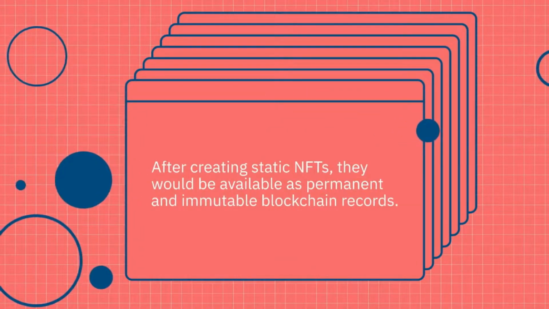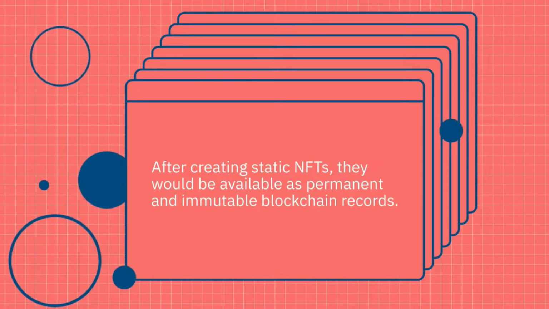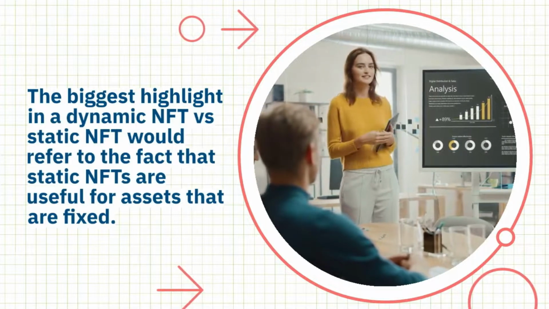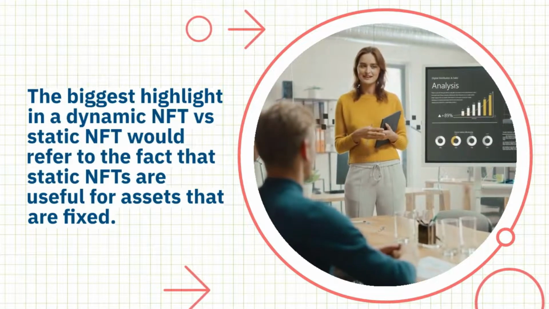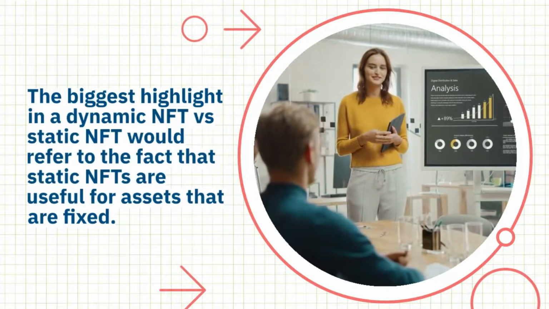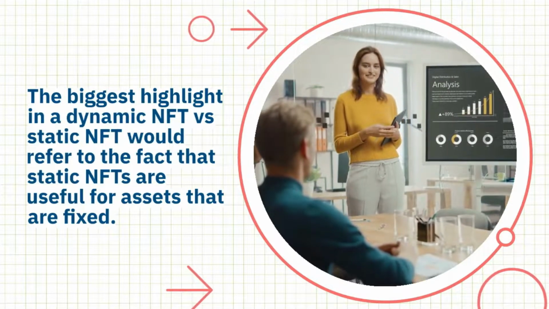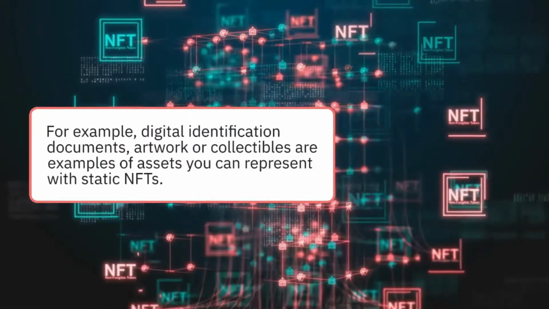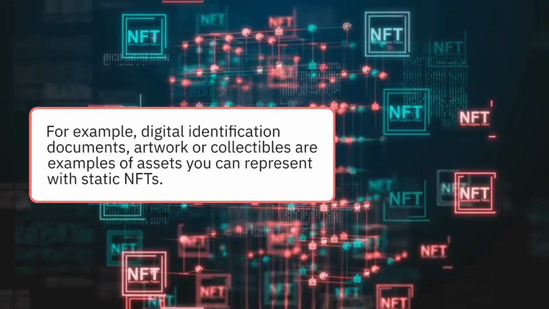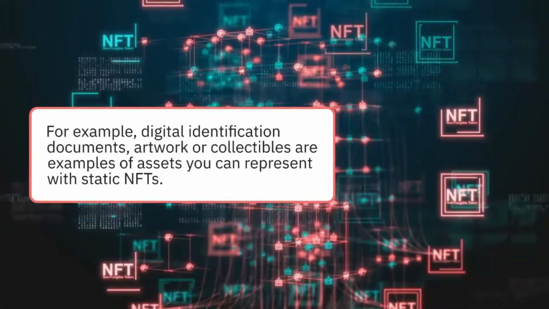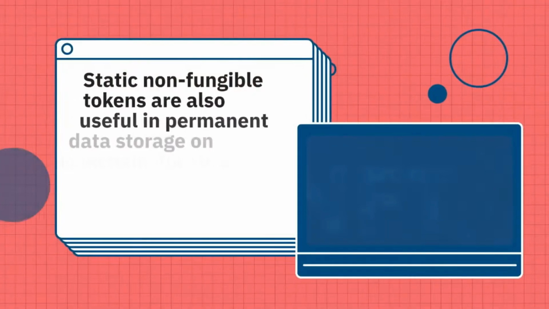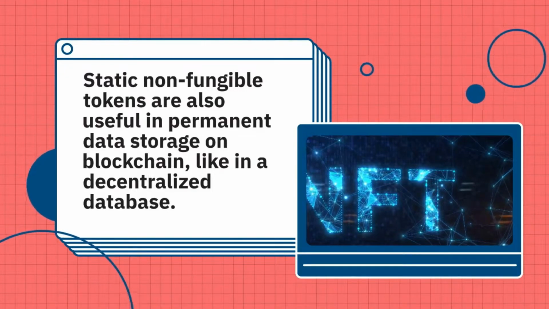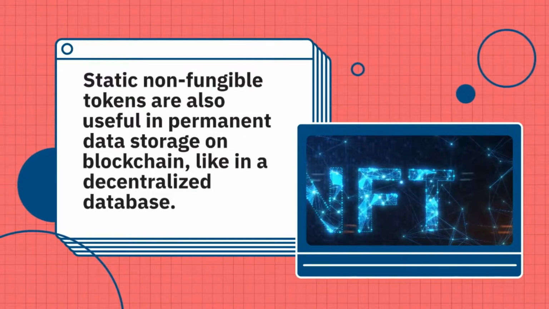After creating static NFTs, they would be available as permanent and immutable blockchain records. The biggest highlight in a dynamic NFT versus static NFT would refer to the fact that static NFTs are useful for assets that are fixed. For example, digital identification documents, artwork, or collectibles are examples of assets you can represent with static NFTs. Static non-fungible tokens are also useful in permanent data storage on blockchain, like in a decentralized database.